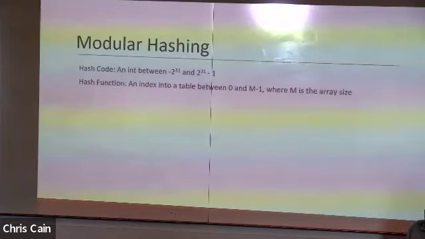A hash function is just a way to go from this hash code that is any possible integer into an index into a table, some other integer between 0 and the table size minus 1, which is every valid index into that table. So if we had a table size of 10, then we would want an index between 0 and 10 minus 1, which is 9. So we're going to squishify all integers into something that is the table size basically, between 0 and the table size minus 1.